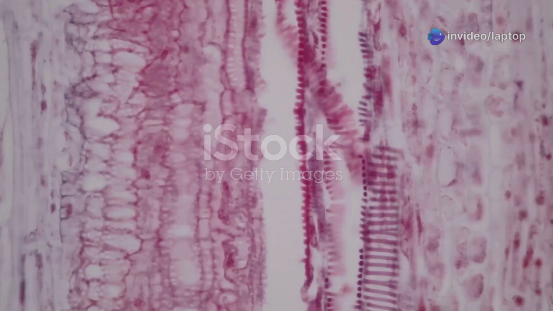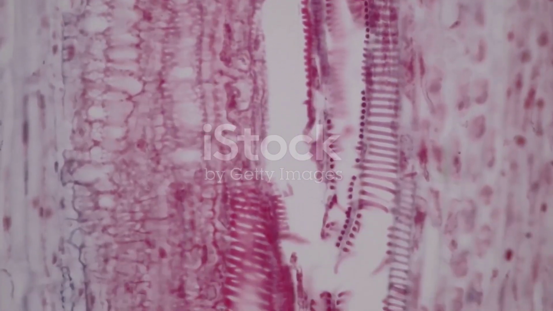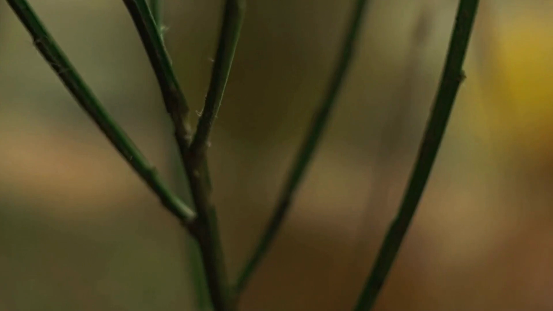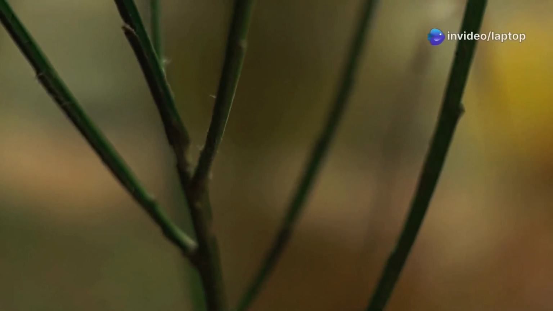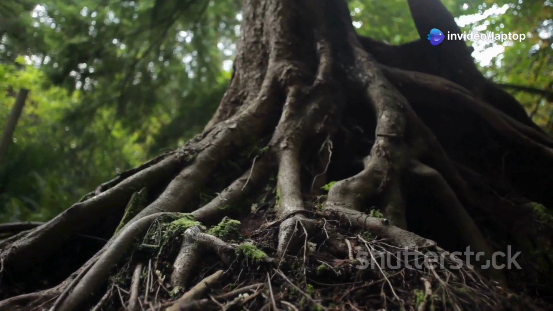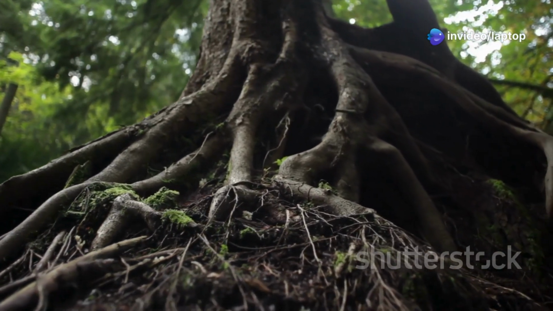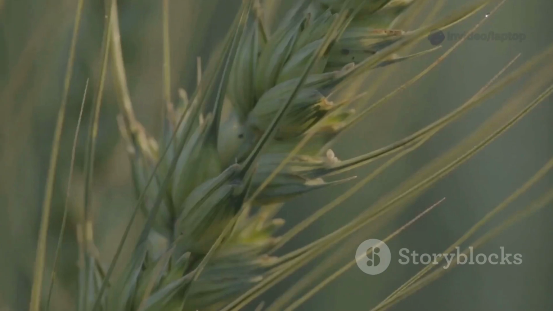Lignin. This complex phenolic polymer is deposited primarily in the secondary cell walls of certain plant cells, such as xylem vessels and sclerenchyma cells. Lignin provides rigidity, strength, and impermeability to water, playing a crucial role in vascular transport and structural support in woody tissues.